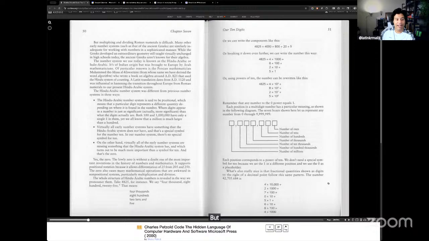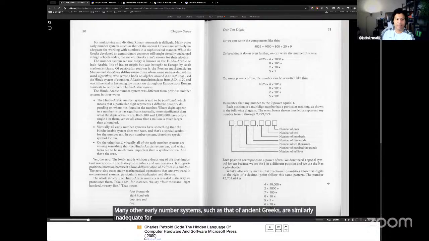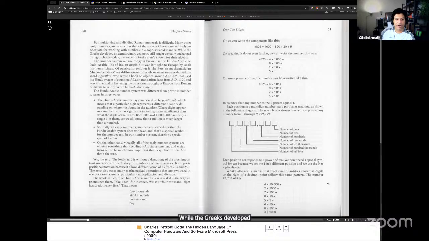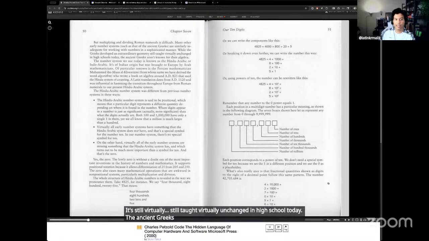But multiplying and dividing Roman numerals is difficult. Many other early number systems, such as that of the ancient Greeks, are similarly inadequate for working with numbers in a sophisticated manner. While the Greeks developed an extraordinary geometry, it's still taught virtually unchanged in high school today. The ancient Greeks are not known for their algebra.